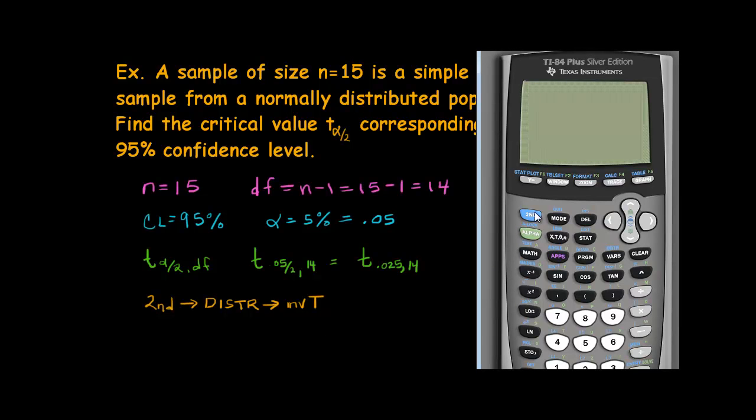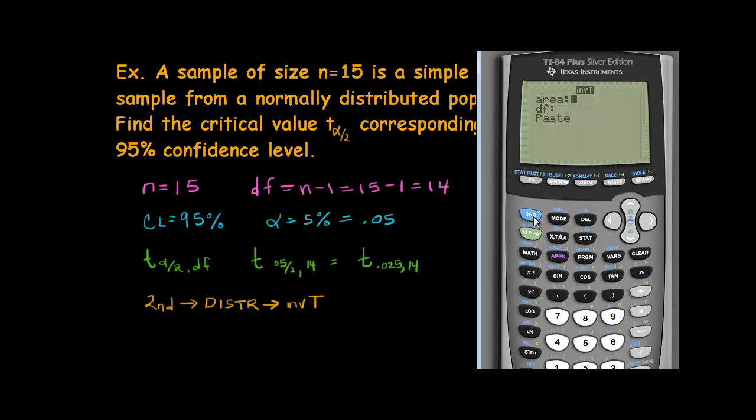So it says second key, and see the VARS above it is DISTR. Choose that, and that gives us a list of all these distributions, and then we'll tab down until we find inverse t and enter. Now this one, the display looks like this, where it first asks me for the area and the degrees of freedom, and then I can enter that and it will return a t critical value.